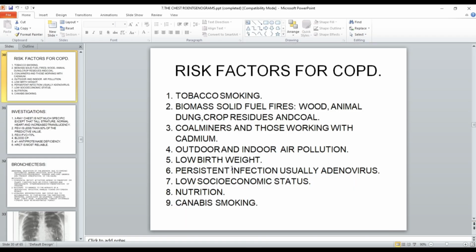Factors which lead to COPD are tobacco smoking, biomass and solid fuel fires, wood, animal dung, crop residues, and coal. Then coal miners and those working with cadmium. Outdoor and indoor air pollution, low birth weight, persistent infections, usually adenovirus, low socioeconomic status, nutrition, and cannabis smoking.